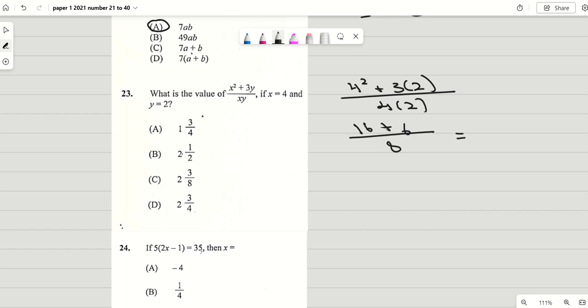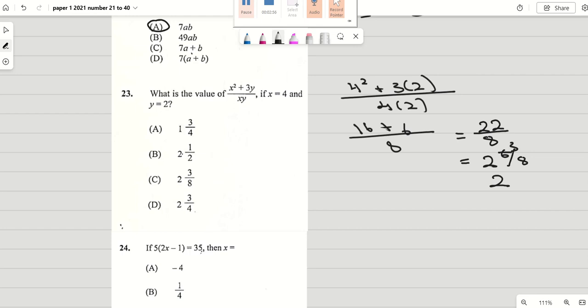16 plus 6 is 22, right? All over 8, right? 8 could go into 22 how many times? 2. Right, so 8 could go into 22 2 times, remainder 6 over 8, and 6 over 8 can be reduced to 2 could go into 6 3 times, and 2 could go into 8 4. So it's 2 and 3 over 4, which is option D.